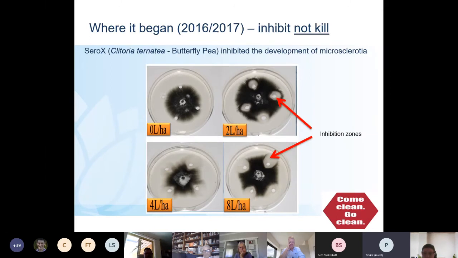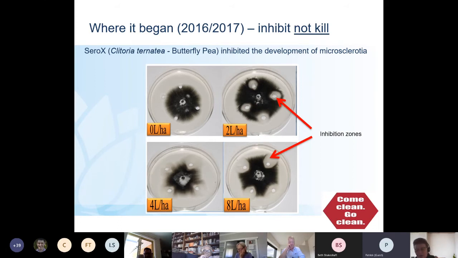So where did my work begin with X? Back in 2015-16, I was looking at products because we always screen for anything that may have an effect on Verticillium. I want to point out that this does inhibit the development of microsclerotia. At no point will I ever say it is killing microsclerotia.